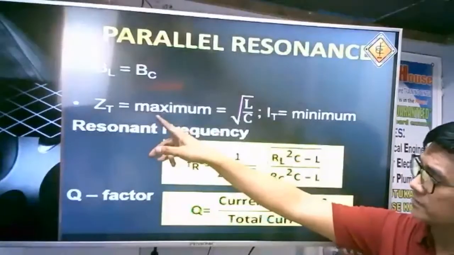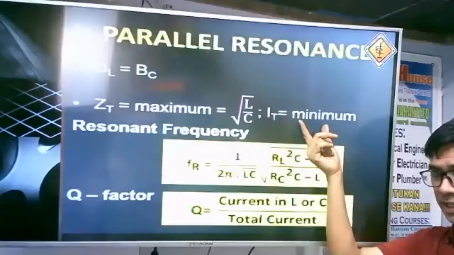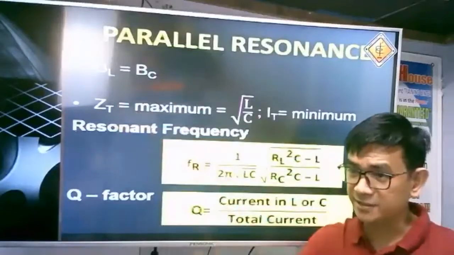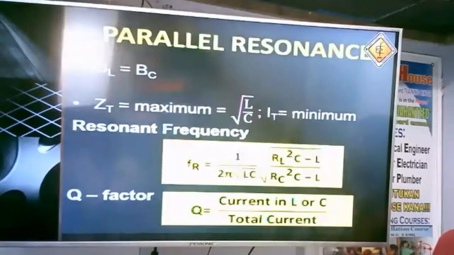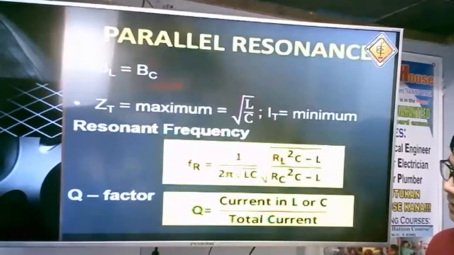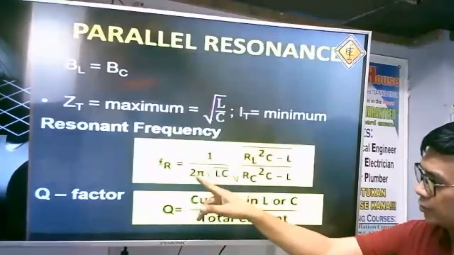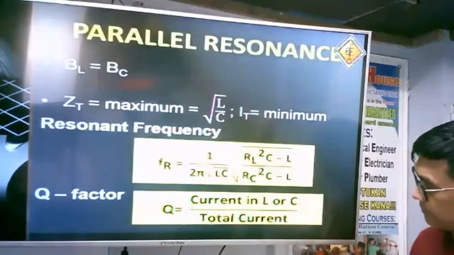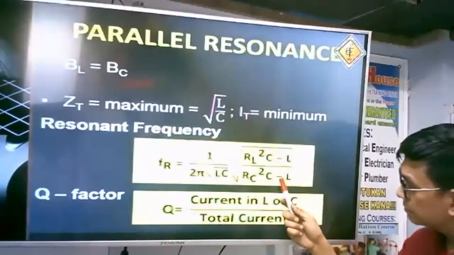So the impedance is maximum. The current is minimum. Earlier, in series resonance, the impedance is minimum and the current is maximum. But in parallel resonance, it is the exact opposite of the series resonance. Baliktad sila. The resonant frequency for that circuit, RL and RC, is 1 over 2 pi square root of LC, times the square root of (RL squared C minus L) divided by (RC squared C minus L).